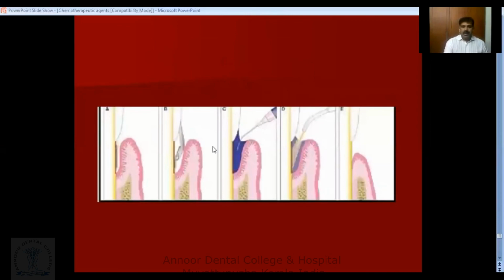Now, if you have a periodontal pocket, first you have to do a debridement, scaling or root planing, curettage, everything can be done. Then you inject this dye within the pocket. What happens is, whatever microorganisms are present in this pocket, they will take up this dye. Then you apply light, probably a laser light, and this laser light will activate the dye. It will cause the release of reactive oxygen species and will kill the bacteria and cause reduction of the pocket.